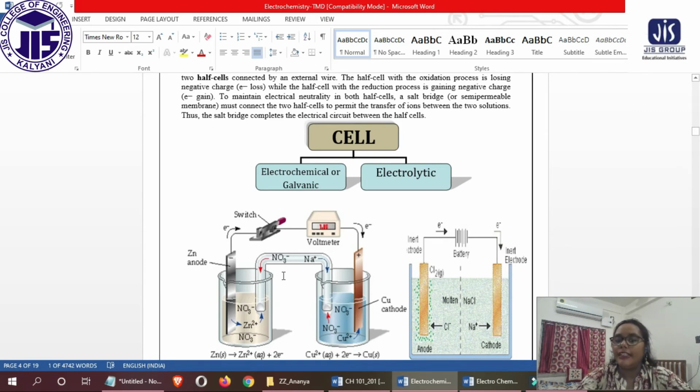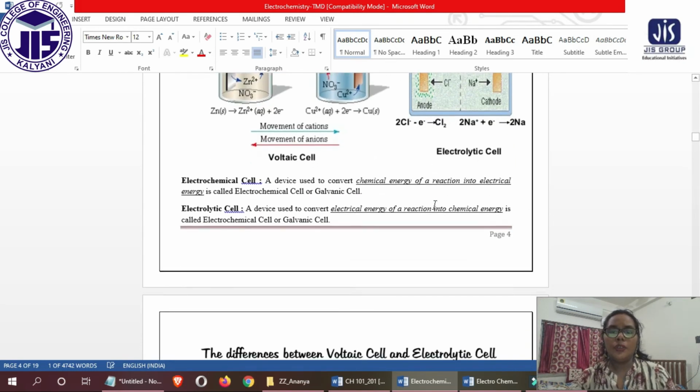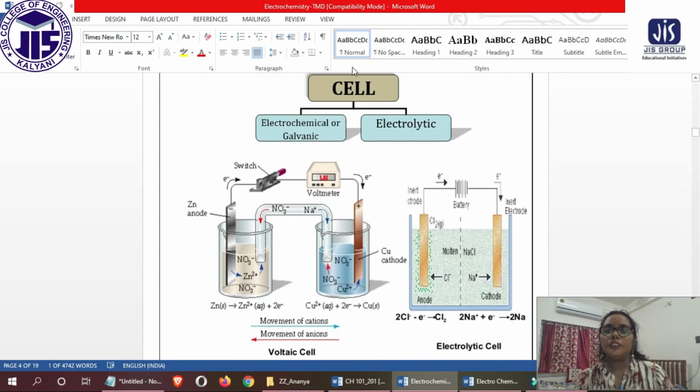If we use this salt bridge, what will happen? Then continuous electricity will pass. Otherwise, if we don't use this salt bridge, we can see that after the saturation point the electricity will not pass.